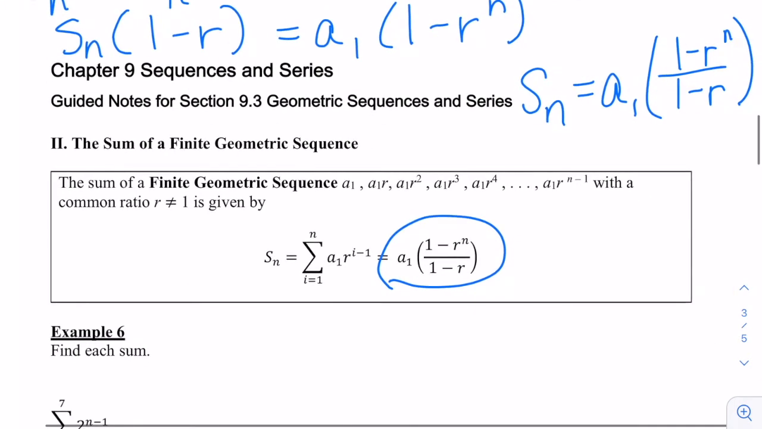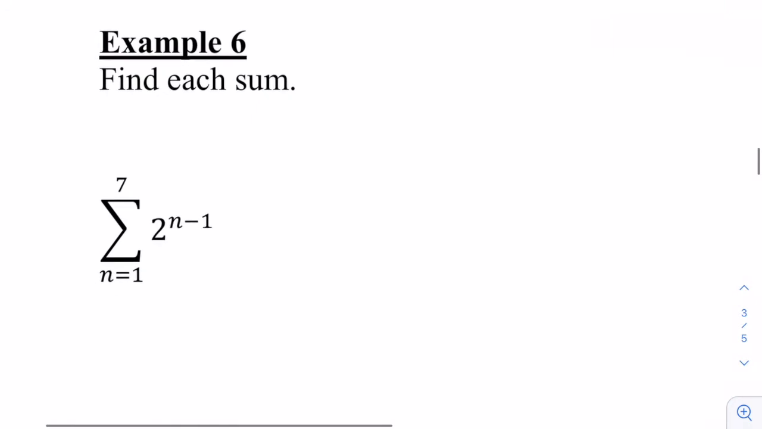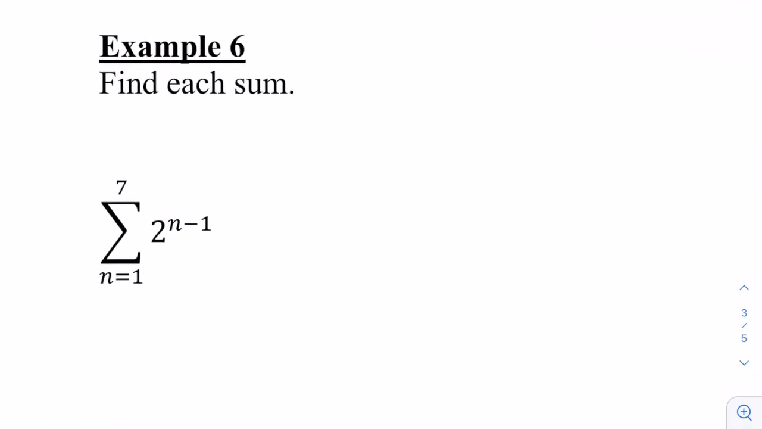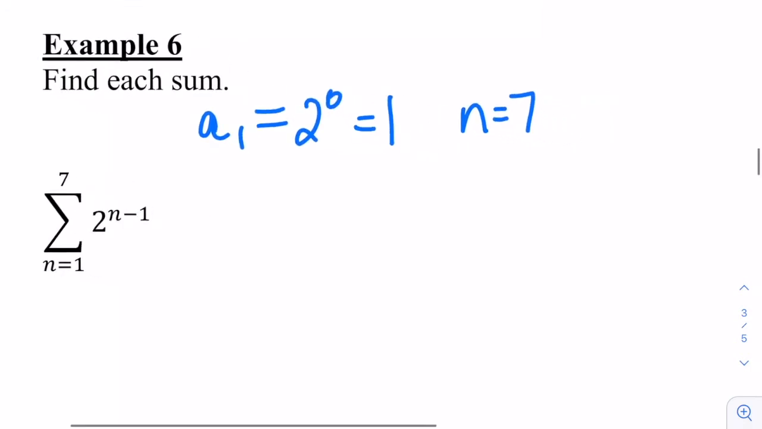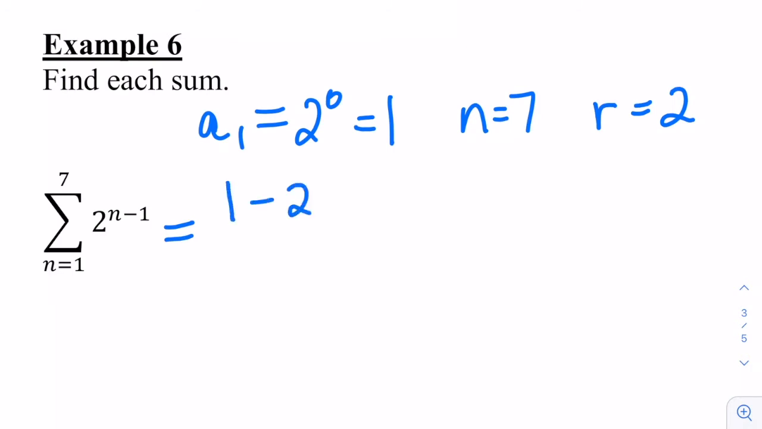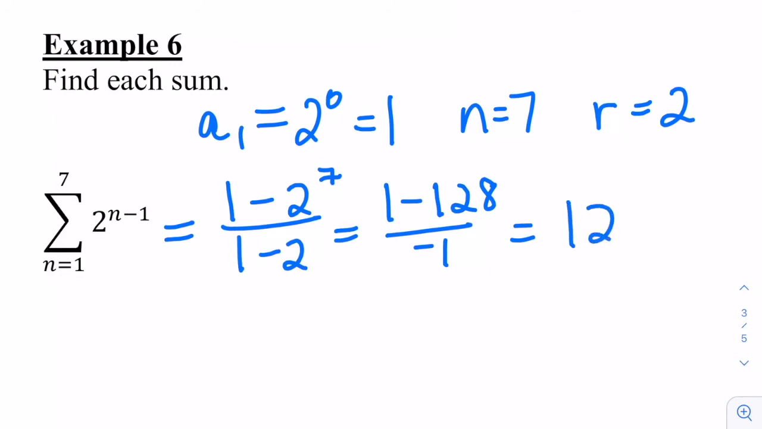So we always want to find the first term, know the number of terms in that sequence, and the ratio. Okay, so let's try this one. Here we have 2 raised to the n minus 1. So if we find that first term, that's going to be 2 raised to the 0, which is just 1. We know we want the 7 terms, and we know the ratio is just 2. So we'll have 1 minus 2 to the 7th over 1 minus 2. So that's 1 minus 128 over negative 1. And so that'll be 127.